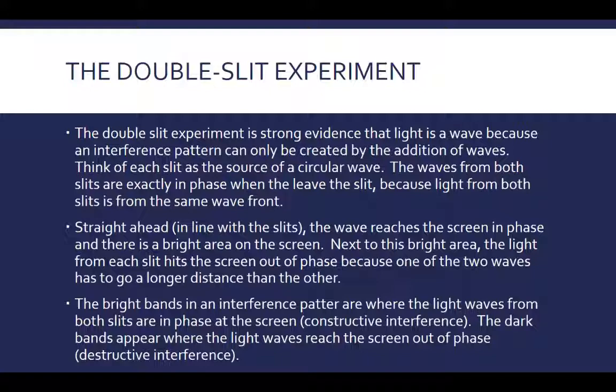So the bright bands in an interference pattern are where the light waves from both slits are in phase, a crest and a crest, or a trough and a trough. And this is known as constructive interference. The dark bands are going to appear where the light waves reach the screen out of phase, a crest hits a trough, and this is what's known as destructive interference.